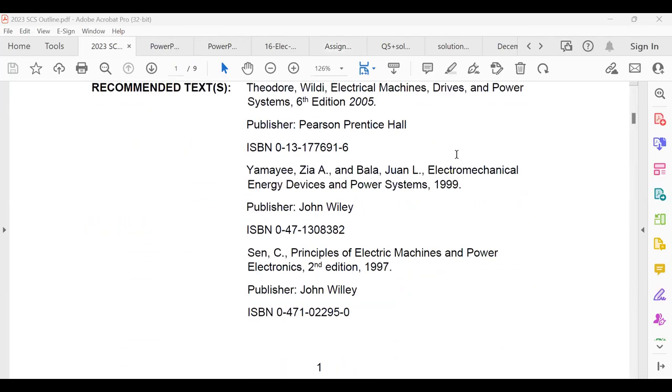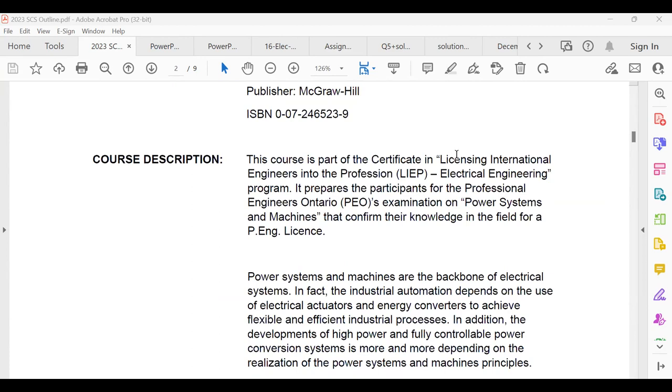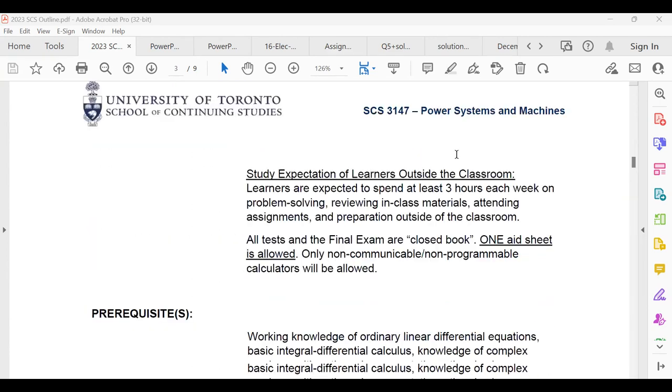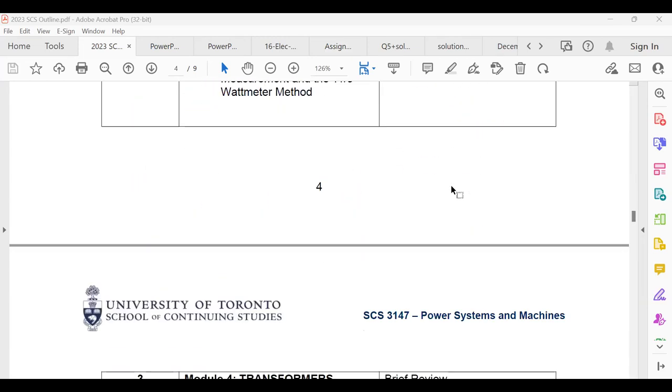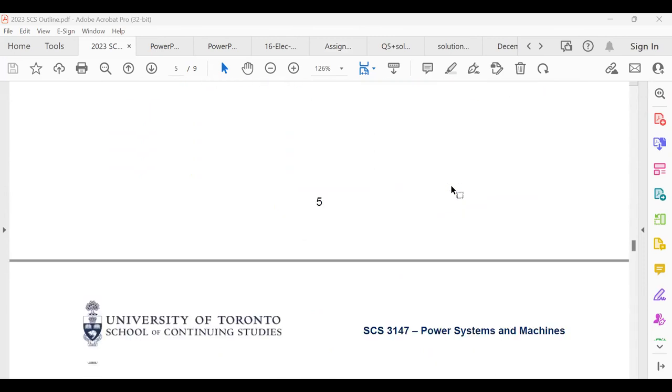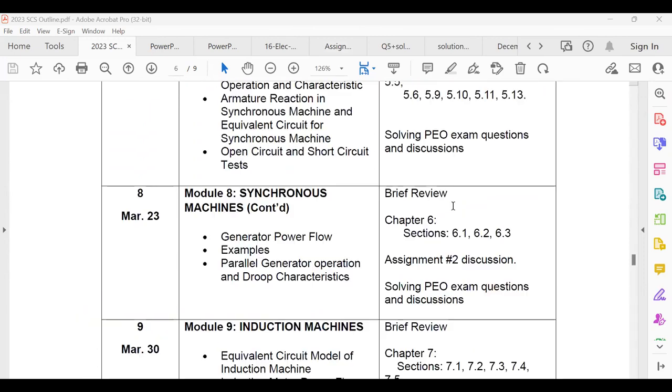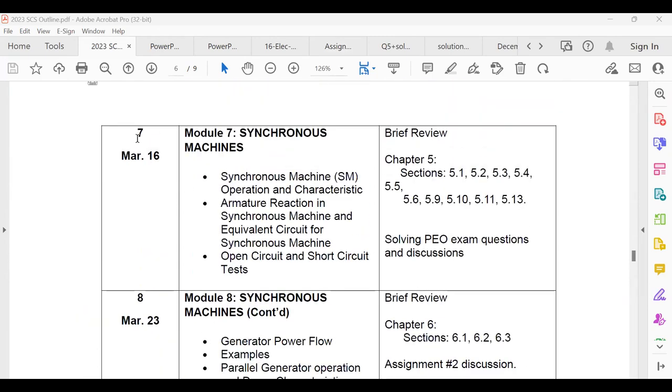So this is session number 8. Compared to our outline, as you can see, we are in a very good position. Last time, session 7, we finished the synchronous machines, the first presentations, the first slides.